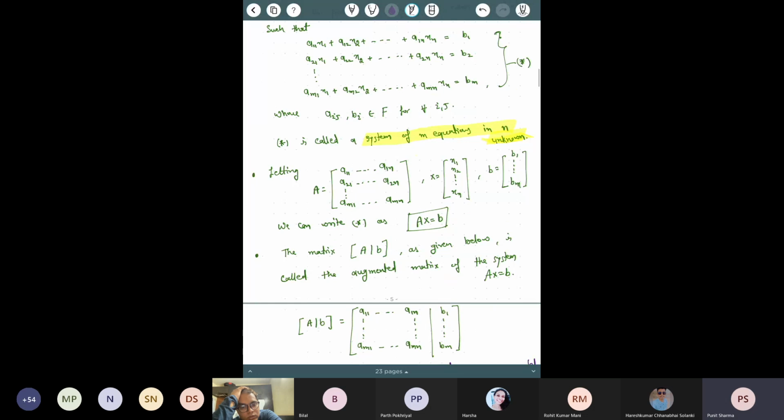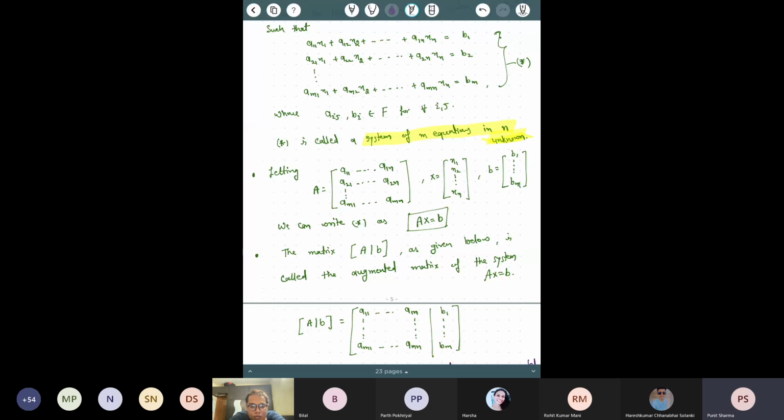We can write the same system using matrices. If I collect all the coefficients in this matrix, let's say A, and the vector of unknowns I call X, and the vector of these bi's I call B, then the same system you can write in this matrix-vector multiplication representation. It is AX equal to B, and it is actually the same system.